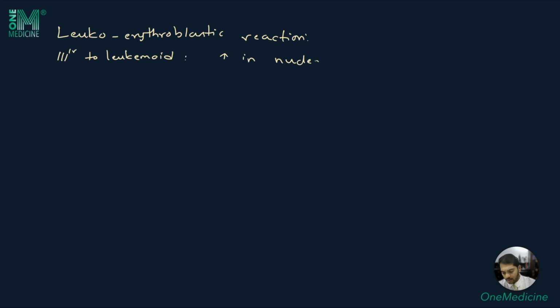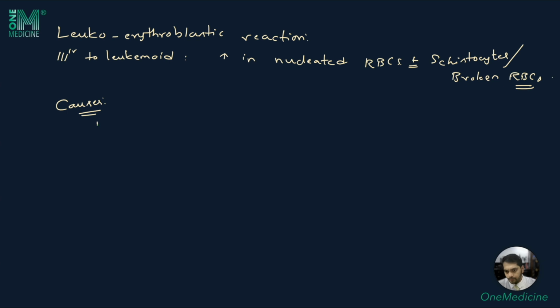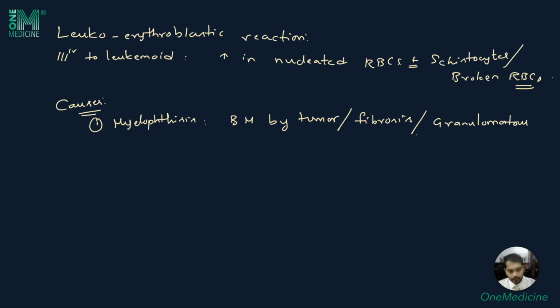Next, we are looking at leukoerythroblastic reaction. This is very similar to leukemoid reaction, except here there is an increase in nucleated RBCs plus schistocytes, or broken RBCs, are seen in peripheral smear. So the causes of leukoerythroblastic reactions include myelophthisis, that is invasion of bone marrow by tumor or fibrosis, or granulomatous conditions. And the peripheral smear classically shows teardrop cells or dacrocytes.